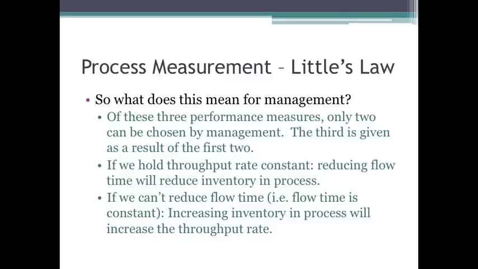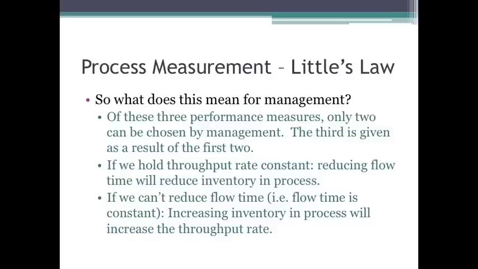So, we have to be careful with inventory, and sometimes we want to reduce it. Suppose we want to reduce inventory. Well, if we hold the throughput rate constant, how fast we get stuff out, that means we have to reduce the flow time. We have to reduce the amount of time that we're working on a particular item from beginning to end. Now, suppose we can't reduce the flow time.